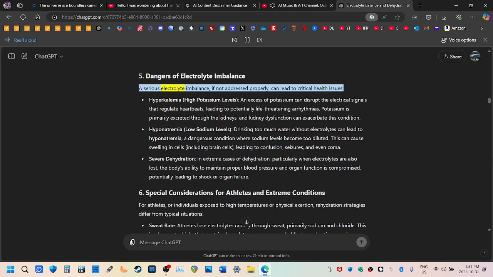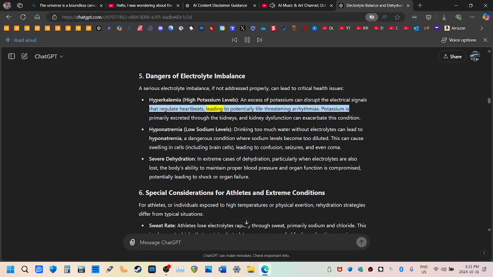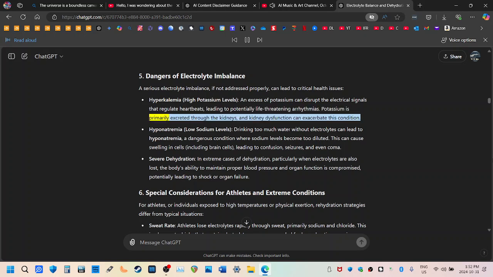5. Dangers of electrolyte imbalance. A serious electrolyte imbalance, if not addressed properly, can lead to critical health issues. Hyperkalemia: high potassium levels. Excessive potassium can disrupt the electrical signals that regulate heartbeats, leading to potentially life-threatening arrhythmias. Potassium is primarily excreted through the kidneys, and kidney dysfunction can exacerbate this condition.